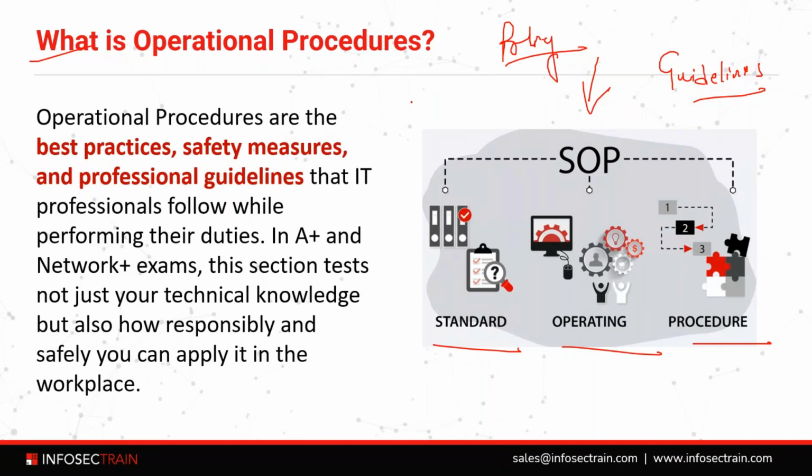A policy is something you have to follow. If you don't follow it, there will be some consequences. Guidelines give you recommendations, the recommended things that you should follow. But if it is getting too complex for your organization, you may modify it according to yourself. That's a guideline.